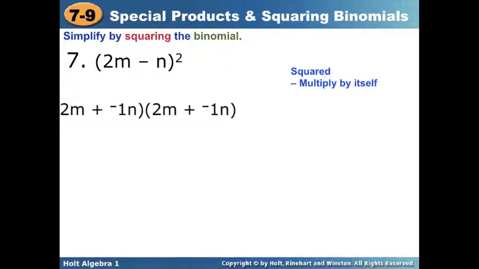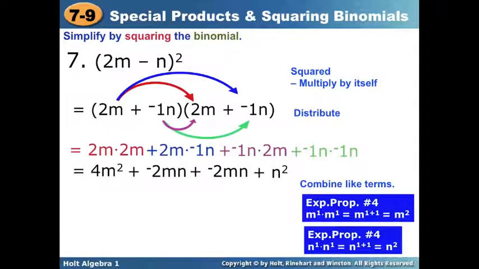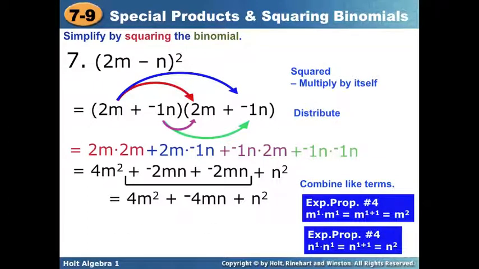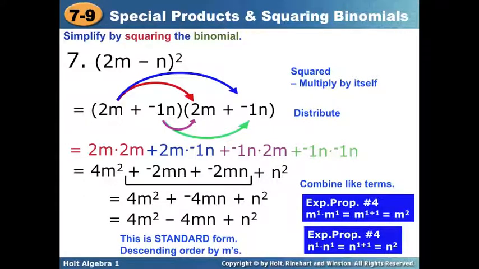You should have written out the problem twice. Check your 4 terms to make sure that you've distributed correctly. We'll now combine our like terms. Negative 2mn plus negative 2mn gives us negative 4mn. Always remember, when you're adding or subtracting like terms, your answer is that like term. We can write our answer 4m squared minus 4mn plus n squared.